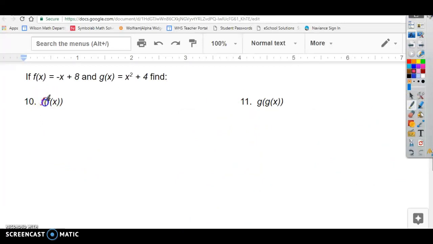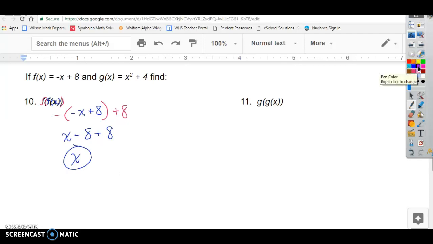So I'm going to start here with the outside one. So this will be negative blank plus 8. Let's do the inside in blue. So we have f of x. All right. Distribute the negative in. This becomes x minus 8 plus 8. So that's just x. So it looks like we got inverses.